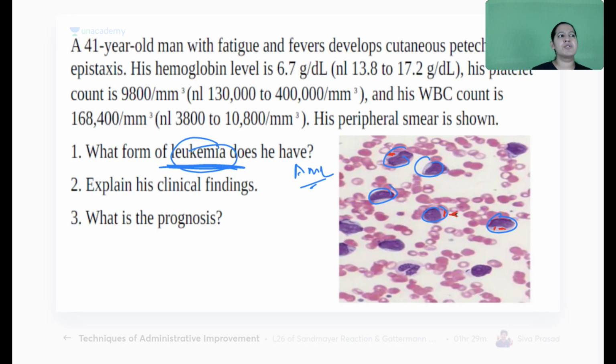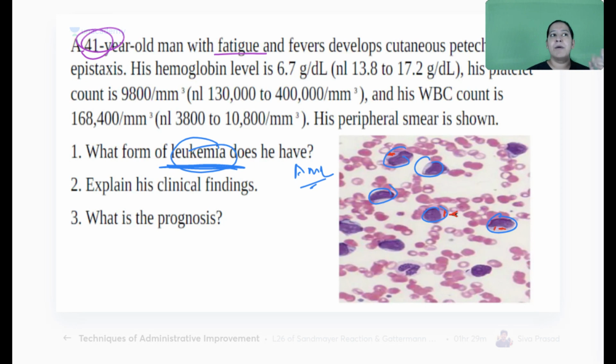You can read the question, it will also give you the clue. A 41-year-old male. So age is always a clue in leukemia. There are 4 leukemias. You should know the most common age of presentation in each of them. AML occurs in adults or middle-aged. ALL occurs in children, 3 to 5 years. So it is 41 years. It is suiting with AML.